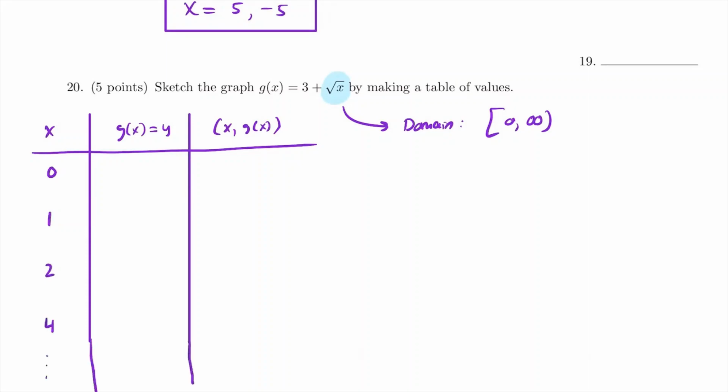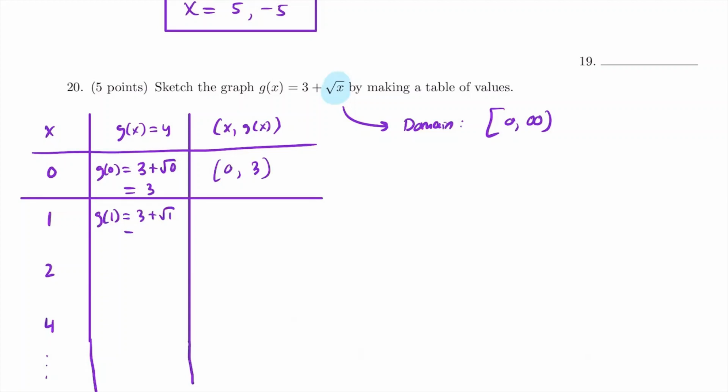So when you plug in 0 into this function, g of 0, that's 3 plus square root of 0, which is 3. So you have 0 comma 3. When you plug in 1, you will have g of 1, which is 3 plus square root of 1. That's 3 plus 1, which is 4. So you have the point 1 comma 4.